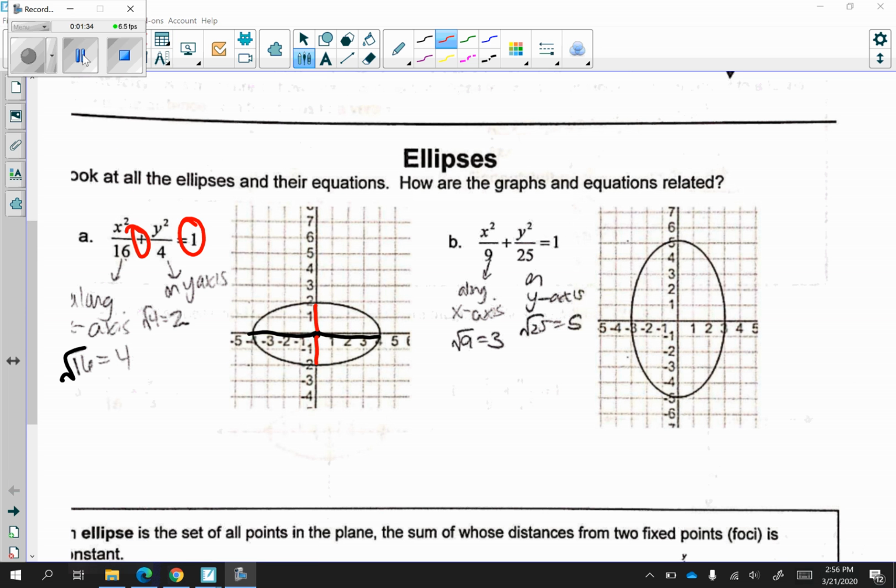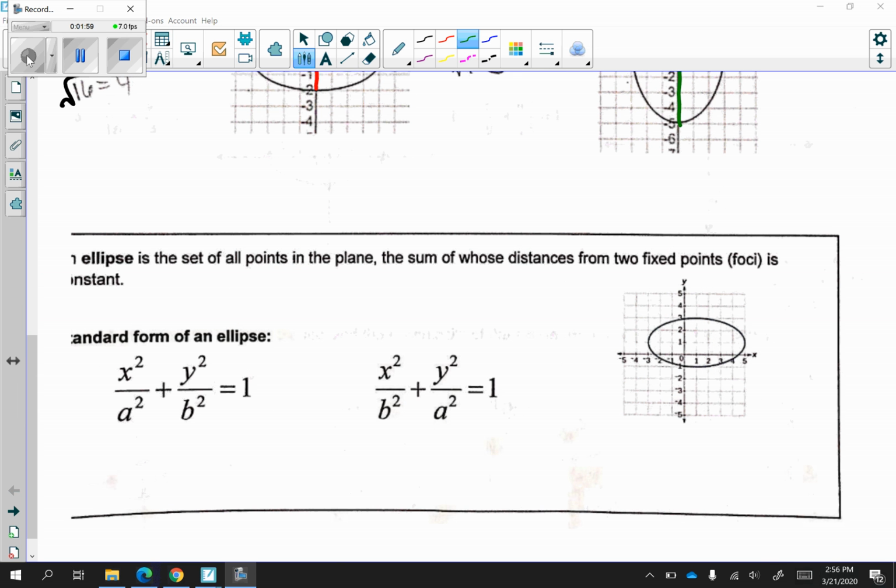Why don't you take a look at B and see how the graph of the ellipse is related to the equation. The 9, which is associated with the x squared, radical 9, so 3 along the x-axis. And then the square root of 25 is 5 along the y-axis. Again, there's a plus sign, and it's equal to 1.